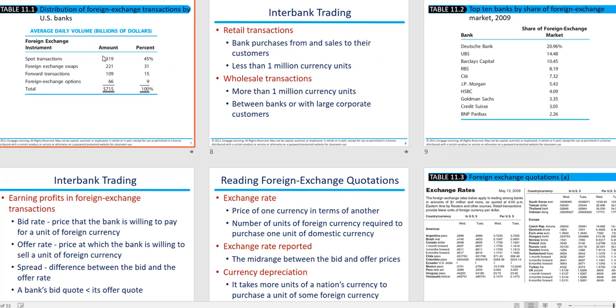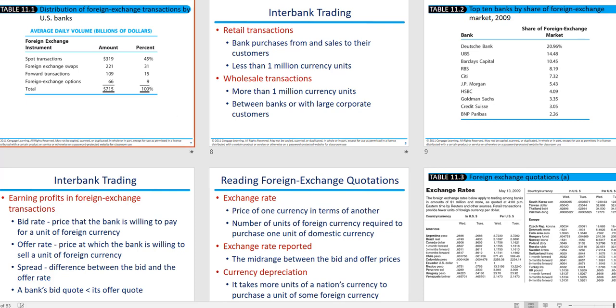Table 11.1 shows you the average daily volume of exchanges using the different financial instruments in the foreign exchange market. So spot transactions in those days accounted for about $319 billion, accounting for 45% of all transactions. Foreign exchange swaps 221 billion, 31%. Forward transactions 109 billion, 15%. Foreign exchange options 66 billion, 9%.